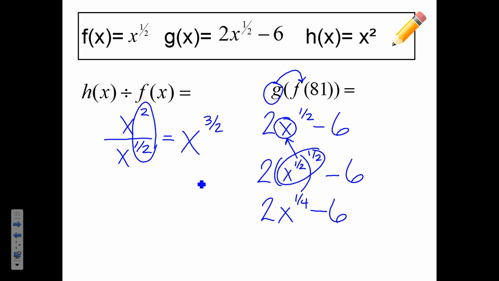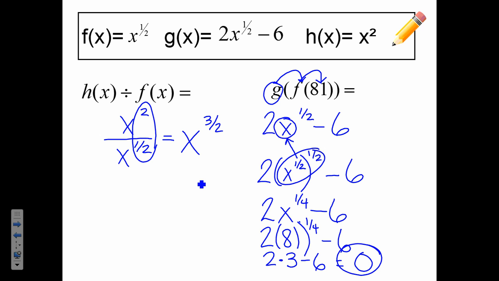And then last but not least, I've taken the g, I've plugged the f into it, and then I go ahead and plug the number 81 in. So I'll go in here and I'll plug in 81 to the 1/4 and then minus 6. So now if we were to calculate this, let's start with 81 to the 1/4 power. Well, that one is a perfect fourth root. That's a 3. So this turns into 2 times 3 minus 6. 2 times 3 is 6. Minus 6 more makes 0. Woohoo! There's my final answer.